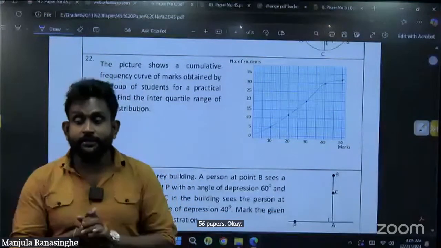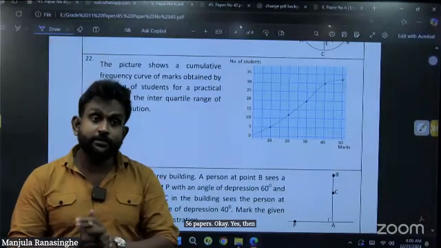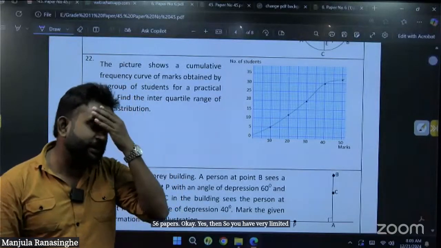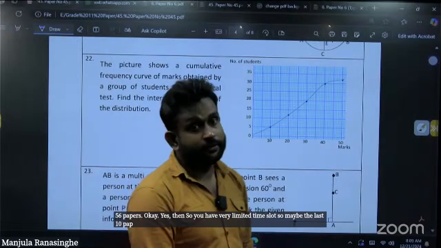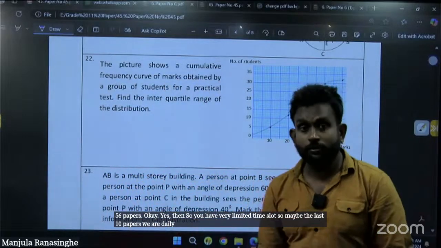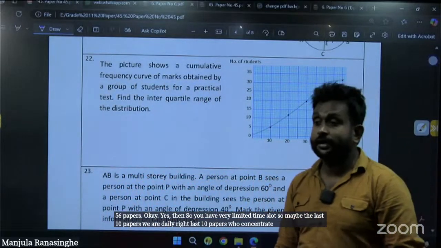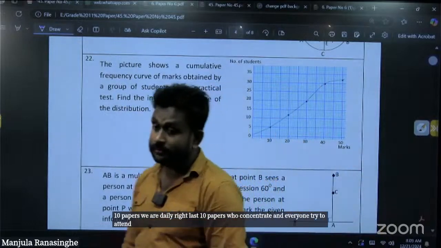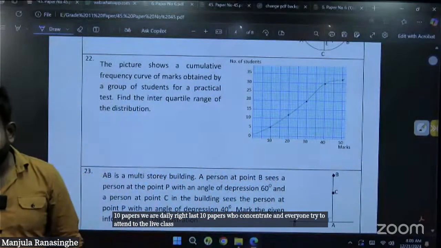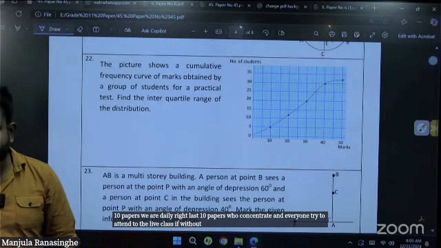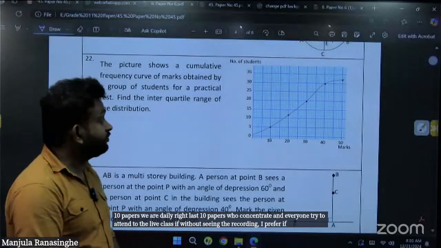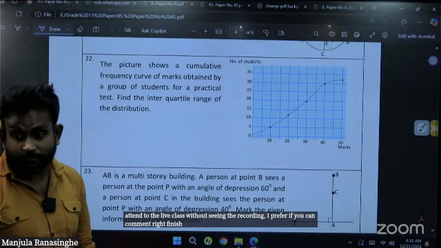Yes, then we have a very limited time slot. So maybe the last 10 papers we are dealing with. Right, last 10 papers. So concentrate and everyone try to attend the live class. Rather than seeing the recording, I prefer if you can come and finish the things at the same time.